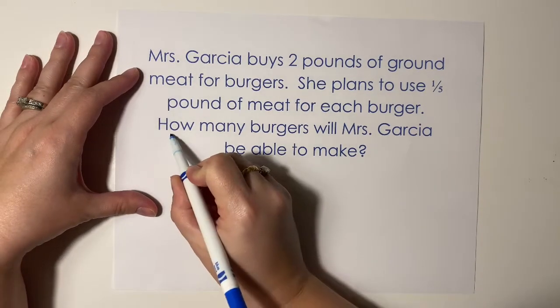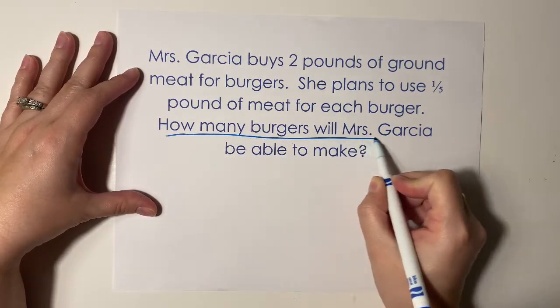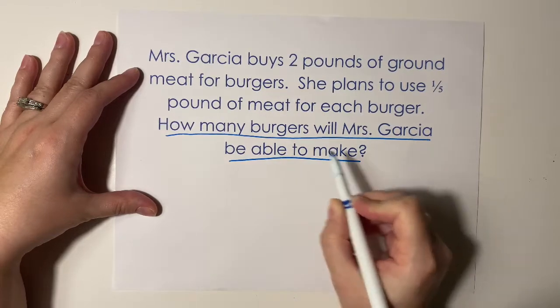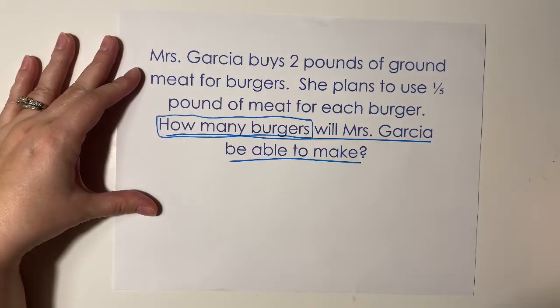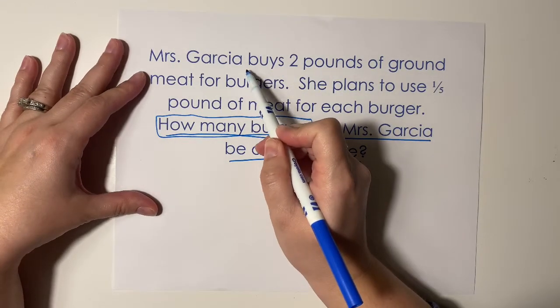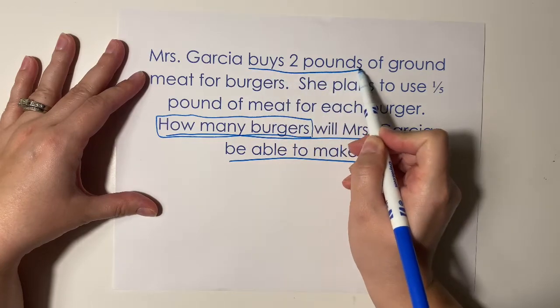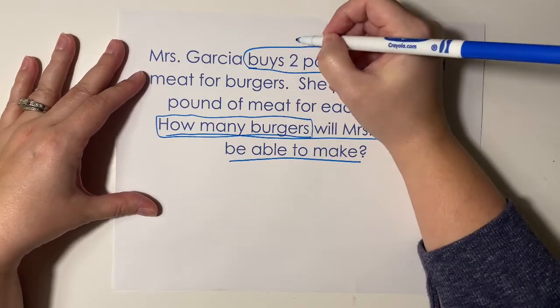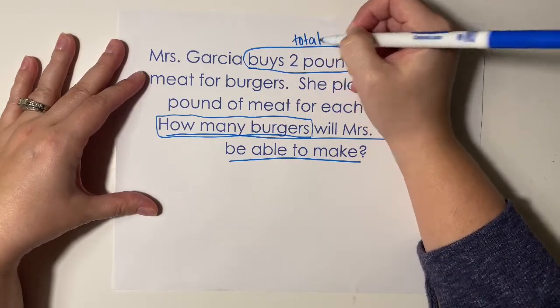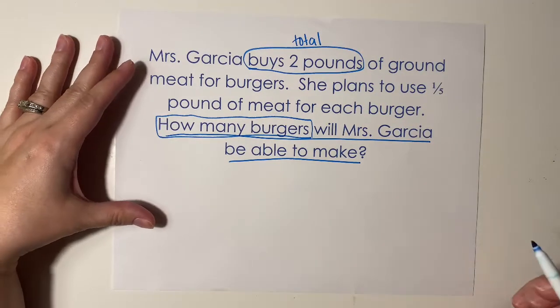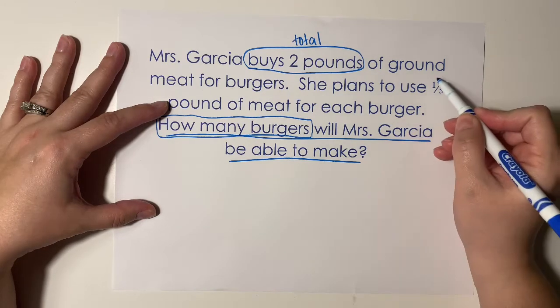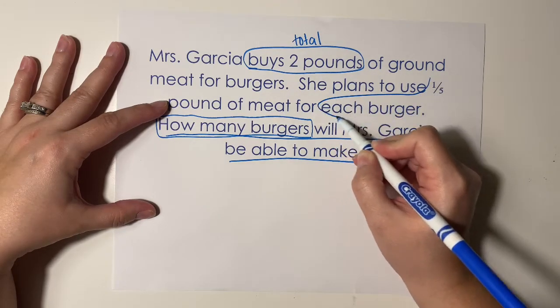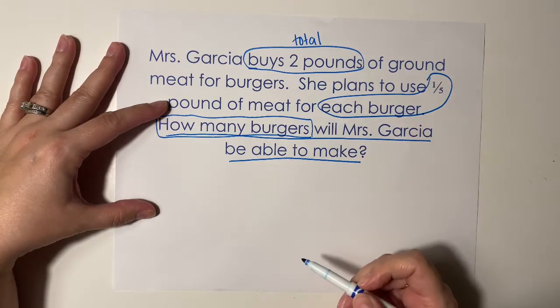All right, so let's look at our question. How many burgers will she be able to make? So we're going to be figuring out how many burgers. What do we know about those burgers? Well, she bought 2 pounds of ground meat. So this 2 pounds, that's my total. That's what she bought. She's planning to use 1/5 of a pound of meat for each burger. So for one burger, we're going to use 1/5 a pound.